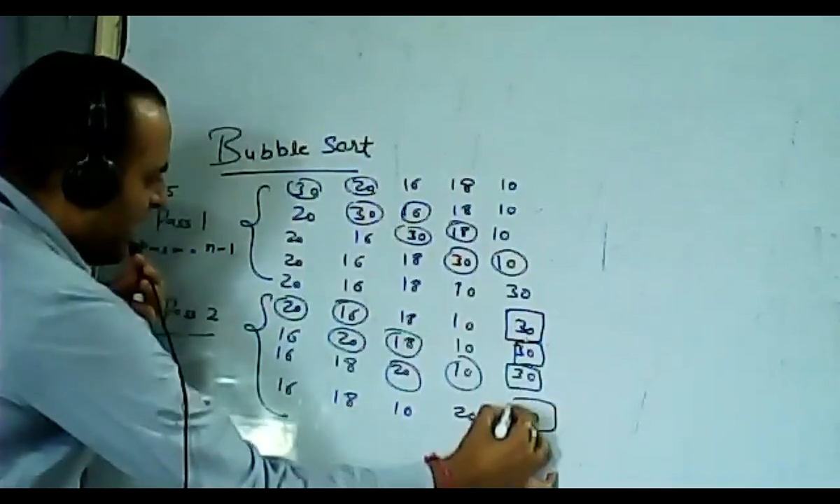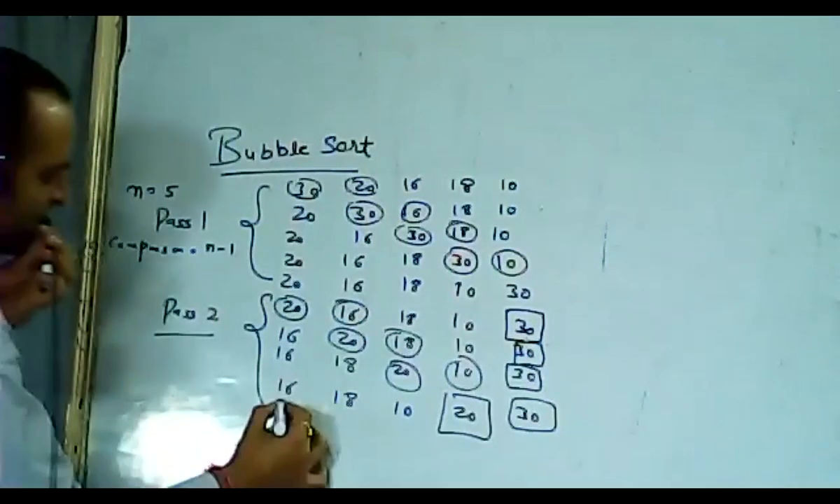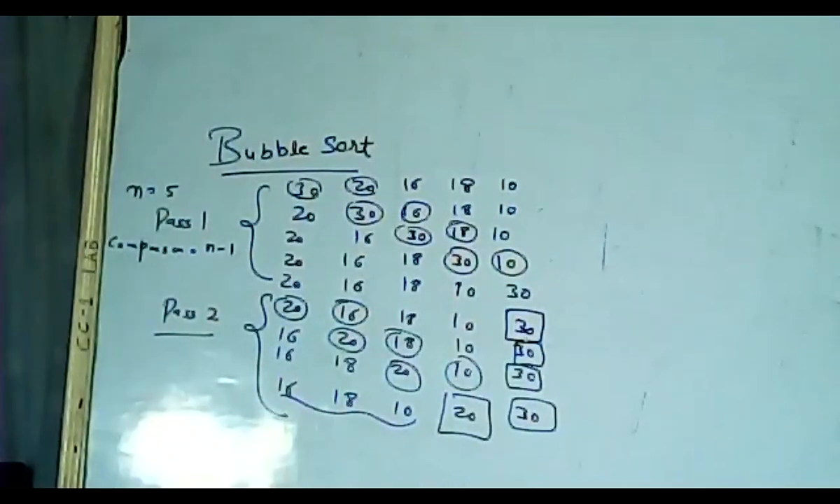30 was sorted. 20 is also sorted by the end of pass 2. So in pass 3 only these elements will go. In pass 3 only these elements will go. Yes or no?